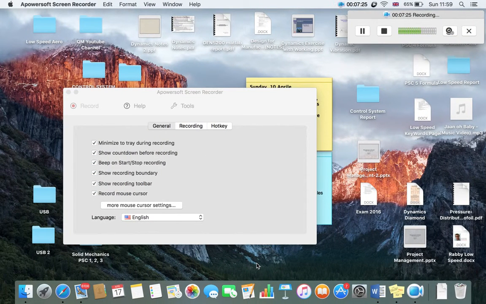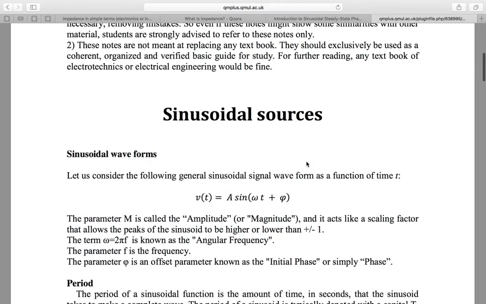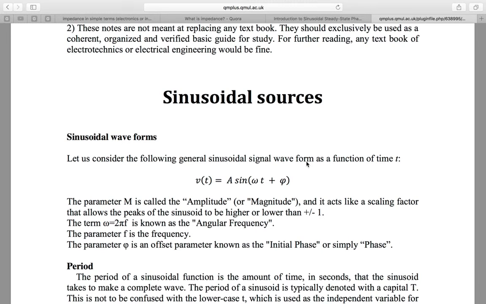So welcome back to part 3 of this tutorial, and we're going through the sinusoidal source. Basically what it does is converting voltage, current, and other variables in terms of sine and cosine functions. As you can see, this is the general formula where A is the amplitude, omega is the angular frequency, and omega is given by 2 pi f, where f is the normal frequency, and phi is the initial phase, or simply phase.